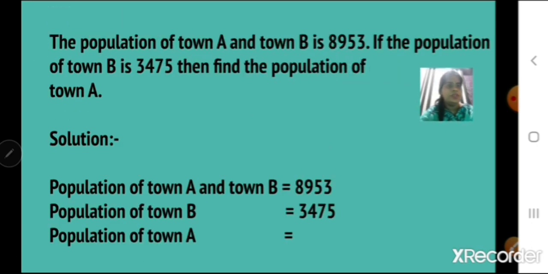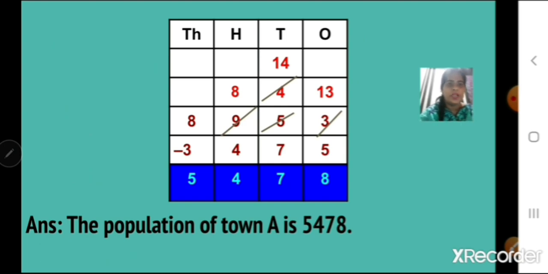Children, here is the solution. Write down the question properly, then the solution. Okay. Population of town A and B is equal to 8,953. Population of town B is equal to 3,475. So what we have to find out? Population of town A is equal to. Write down all the statements properly, children. Leave proper place. One question on one page only you have to solve. Then we are going to solve it. We are going to subtract.